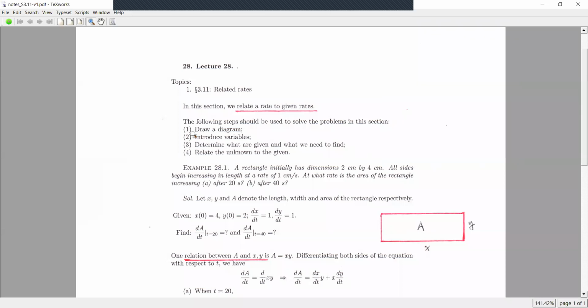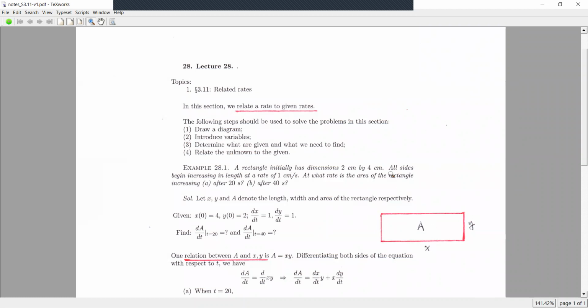To answer the questions in the example, step 1, draw a diagram. I draw a rectangle. Step 2, introduce variables. I let x denote the length, y the width, and a the area of the rectangle.